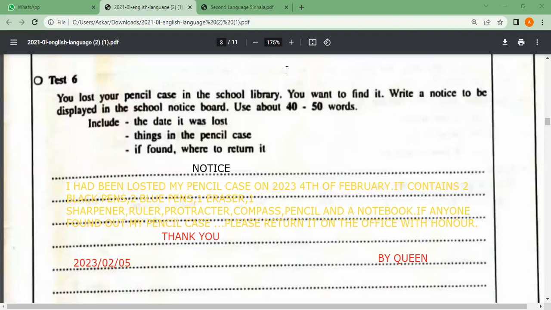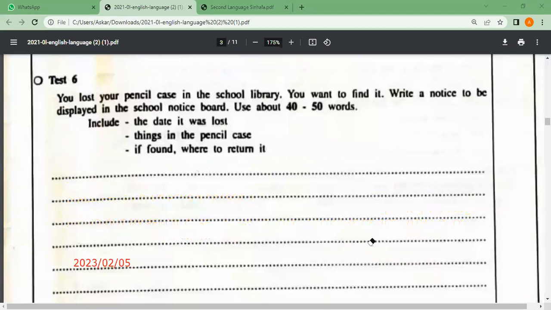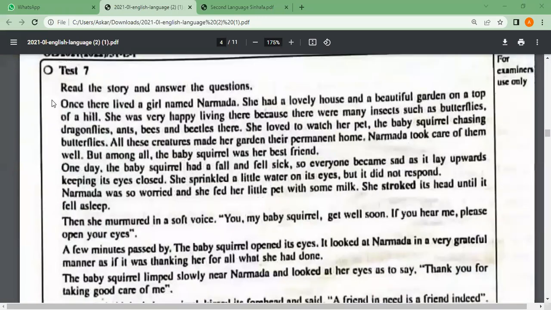So now, wait a minute. Now we'll go on to the next test. Test 7. Read the story and answer the questions.